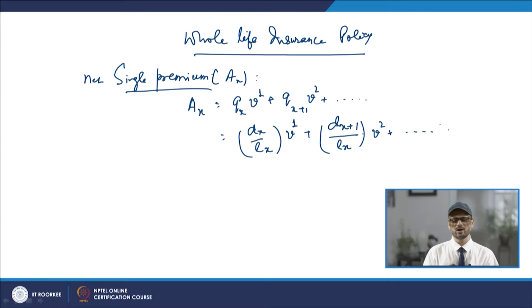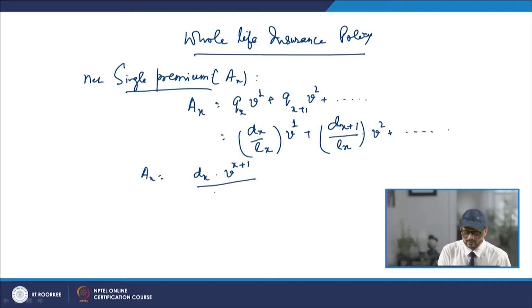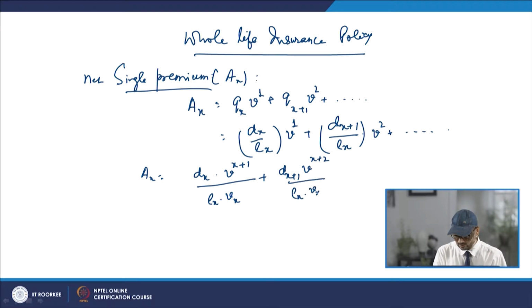So you multiply the numerator as well as the denominator with v^x. So you can write Ax. If you multiply the numerator as well as the denominator with v^x, it will be dx into v raised to the power x+1 divided by lx into v^x. Similarly, dx+1 v raised to the power x+2 divided by lx into v^x. So this way it will go.